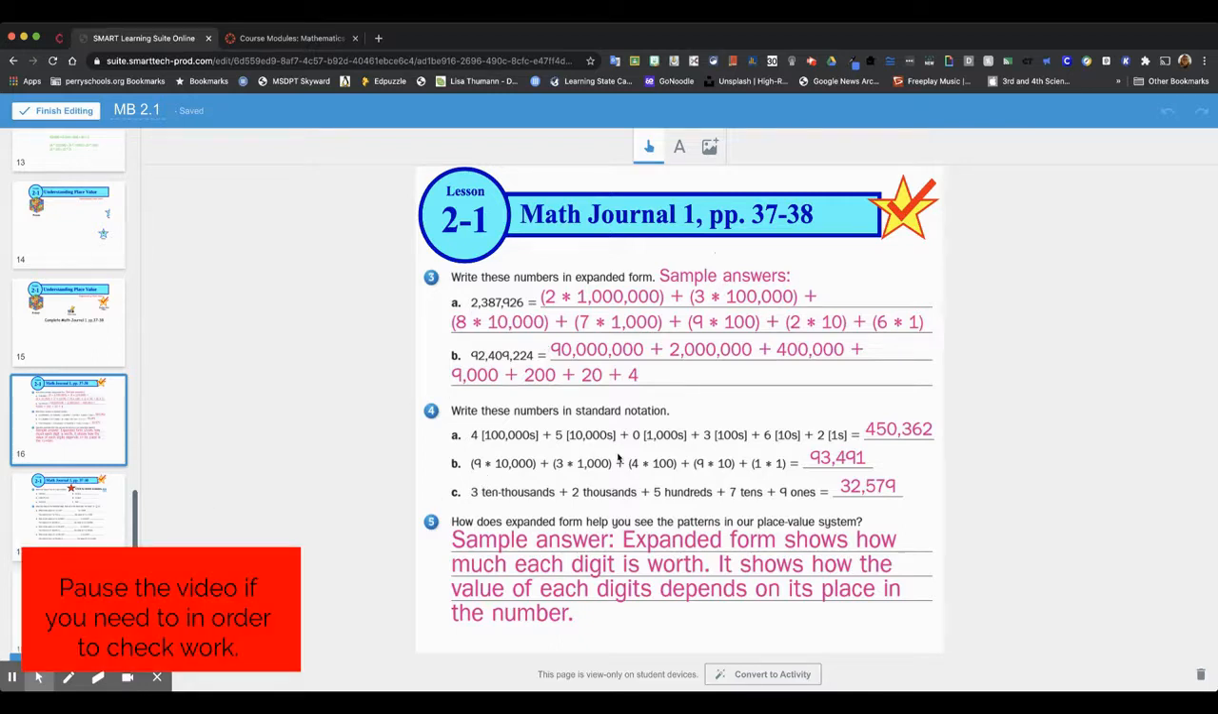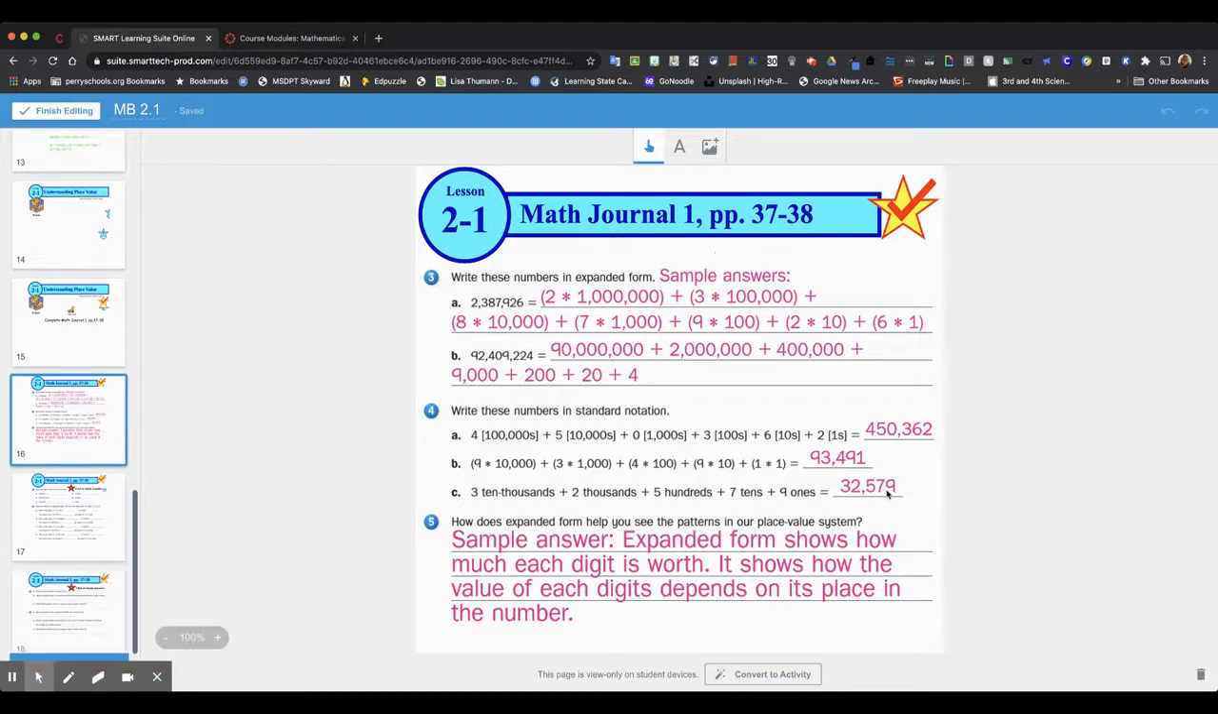Number 4, you see 450,362, 93,491, 32,579. Now, number 5 says, how does expanded form help you see the patterns? Well, expanded form shows us how much each digit is worth. You can see that up here on 3. It shows how the value of each digit depends on its place in the number.